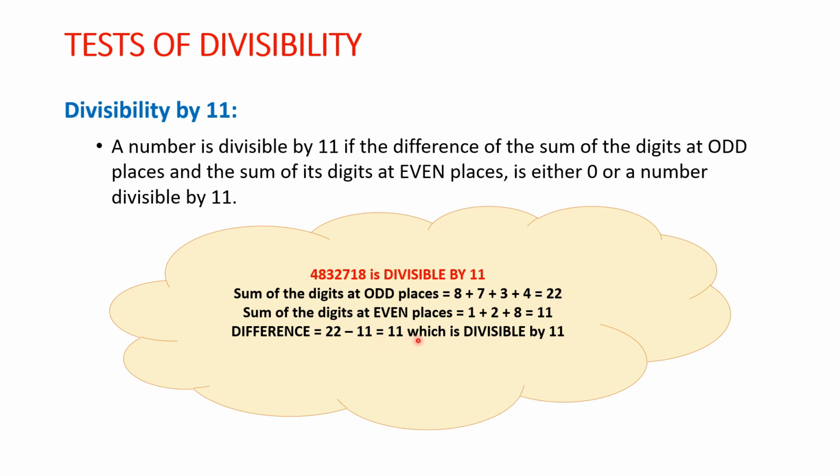That difference should be either 0 or a number divisible by 11 to make the numeral divisible by 11. Here we have 11 and 11 is also divisible by 11. Therefore, the given numeral 4832718 is also divisible by 11. This is how we have to calculate whether the given number is divisible by 11 or not.